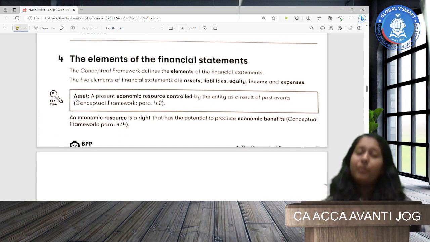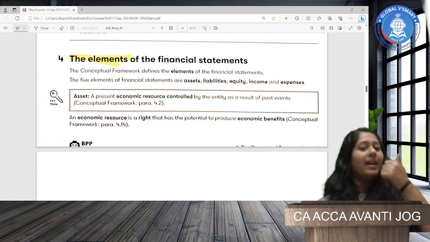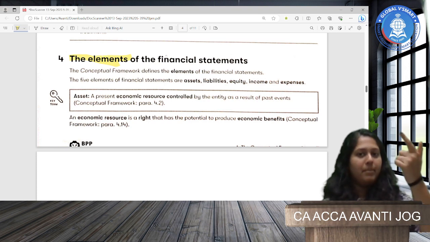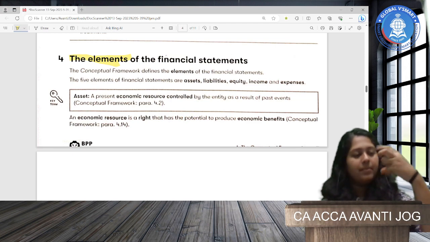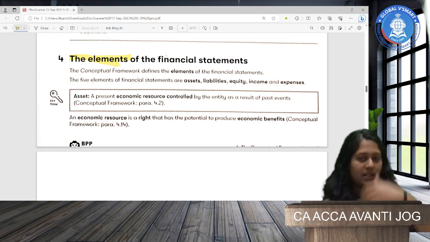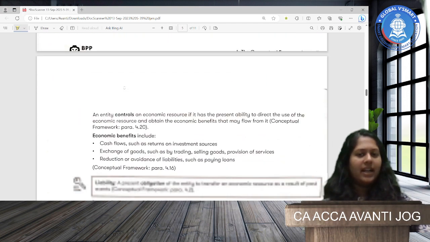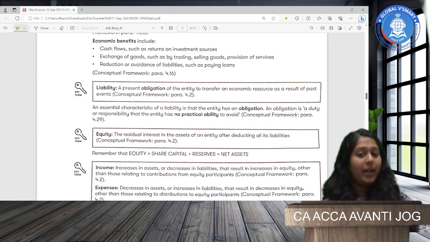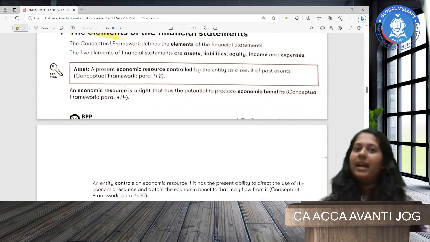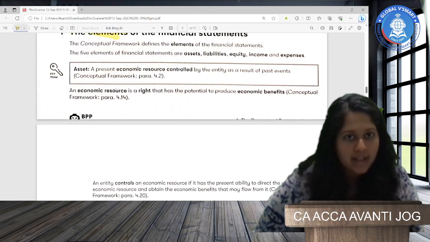Okay, moving on, the elements of financial statements. Here, what are we going to see? Four elements. What are these elements? Five elements actually: asset, liability, equity, income, expense. Today we are going to cover asset, liability and equity, and in the coming class we'll cover income and expense in the future part. Right.